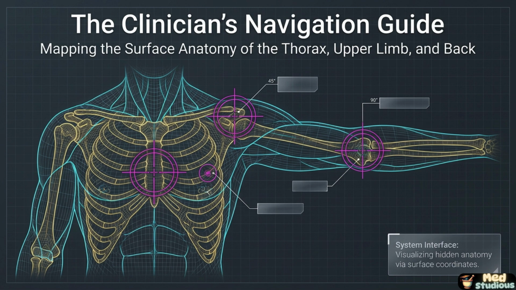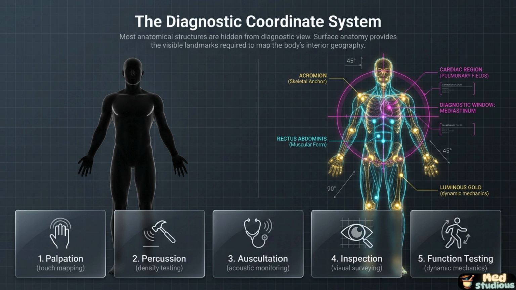Let's start mapping. Before we dive into specific landmarks, it's important to understand why surface anatomy exists as a discipline in the first place. Most anatomical structures, the heart, the lungs, the great vessels, the brachial plexus, are completely hidden from direct view. Surface anatomy provides the visible and palpable reference points that allow clinicians to locate these structures accurately without imaging.